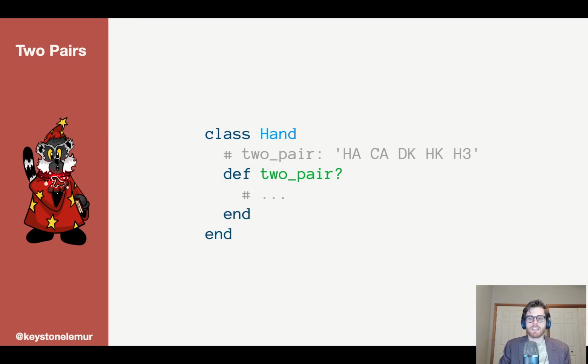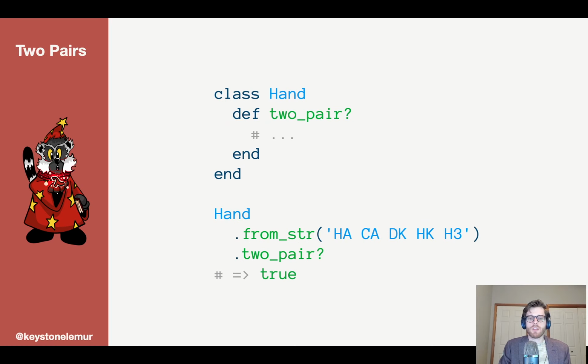Now that brings us to testing. And we do indeed have two pairs here. So that brings us to our last patterned hand, a single pair. It's like two pairs, but only one this round.